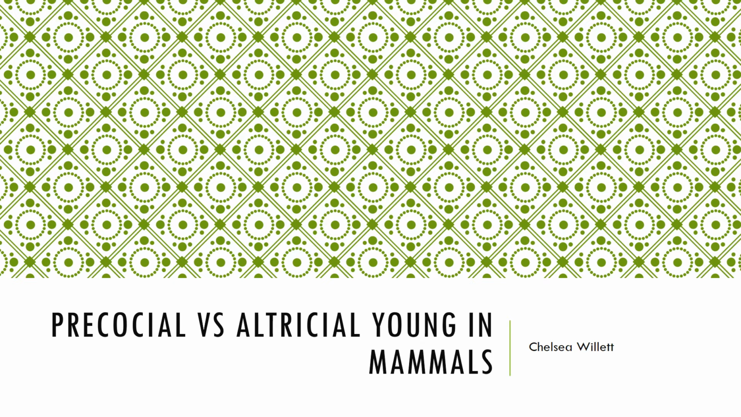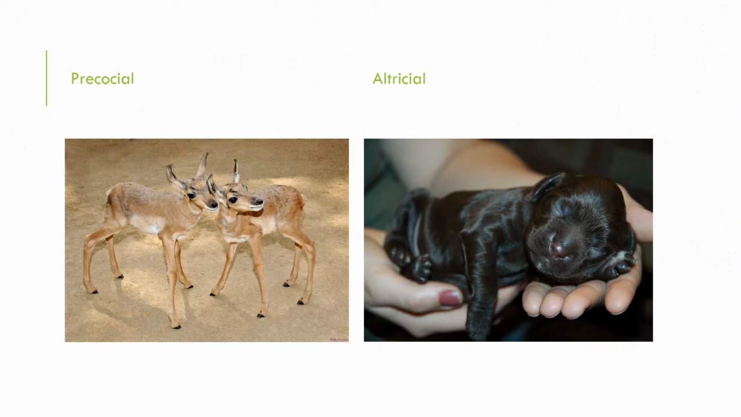Alright guys, we're going to talk about precocial versus altricial young, and in particular in mammals. So precocial we can see on the left. This means that the mammal is born in a developed state. Generally the eyes are open, they're active and walking around shortly after birth, and they can search for their own food, and they need little to no parental care. A lot of ungulates are a good example of precocial young, such as pronghorn, deer, and elk.